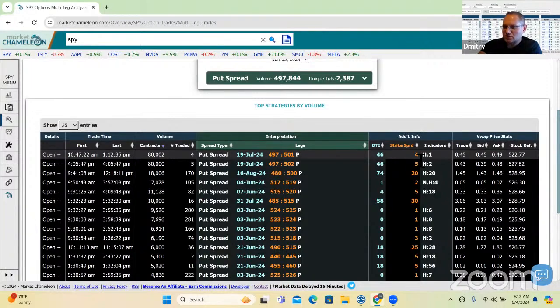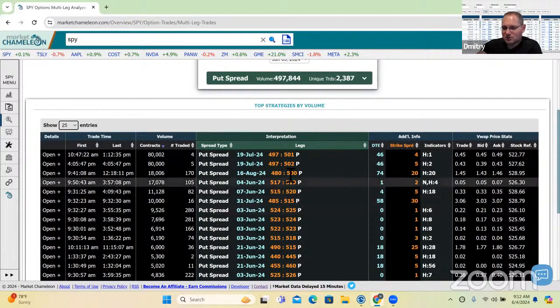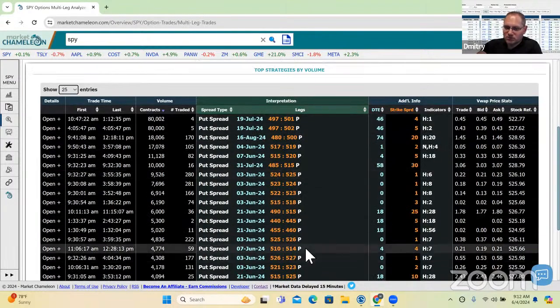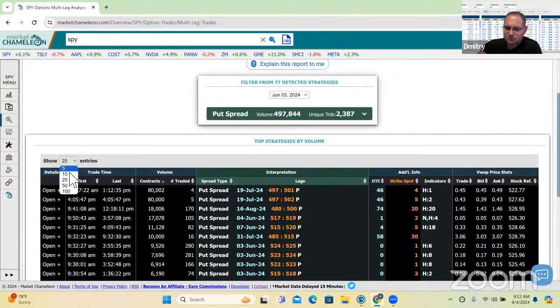Here, the strike spread is the difference between the 2 strikes. So here we have the 501/497 put spread. The difference between those strikes is $4. Sometimes you'll have tighter ones, you could have wider ones. Here's a $20 put spread, the 480/500. This just makes it easier instead of doing so many of them in your head. Let's go back to the top 5.